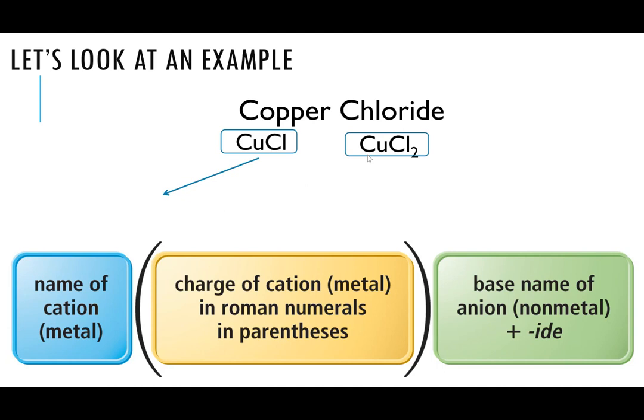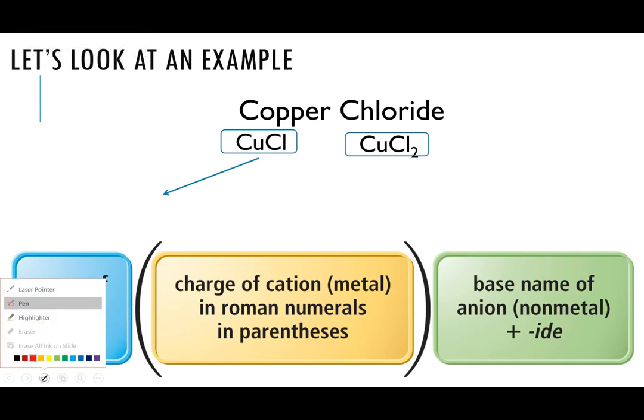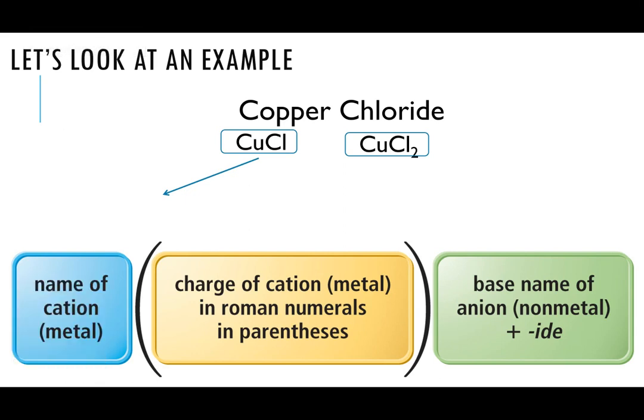Okay? So for the first one, let's first write the name of our metal. So what is the metal we're dealing with? Cu. So I'm just going to write copper. Then I'm going to write the base name of my non-metal, and I'm going to add IDE. So Cl is chlorine, so base name is chlor, add IDE, chloride. And I left this space in the middle, okay?